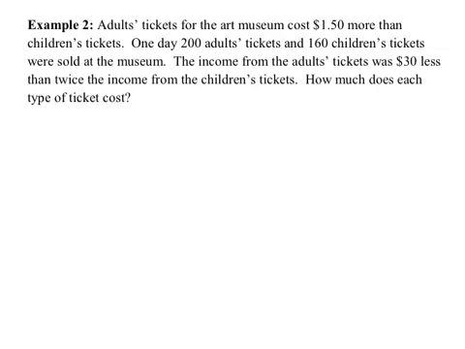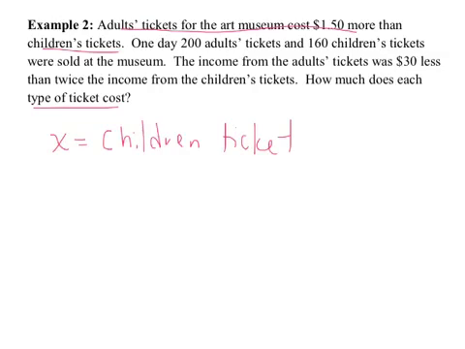Well, we're asking how much each type of ticket costs. So we're looking at an adult ticket and a children's ticket. In the beginning, we're told that adult tickets are $1.50 more than children's. So let's call x the children's ticket cost. Since adult tickets are $1.50 more, we can say x plus 1.5 equals the adult ticket cost. And this is per individual ticket.